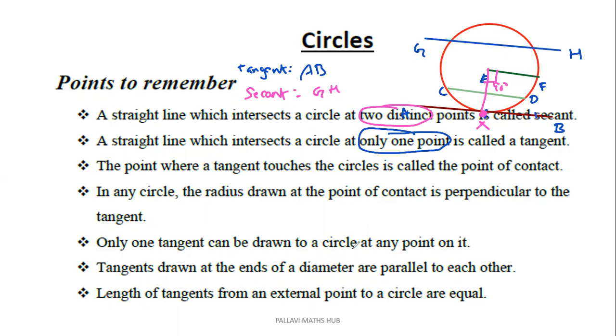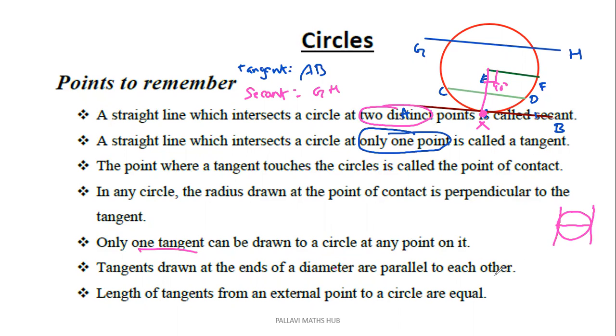How many tangents can you draw for one point? Only one tangent can be drawn to a circle at any point on it. So for one point you can draw only one tangent. And now tangents drawn at the ends of a diameter. This is a circle. This is the diameter. For this diameter, you can draw parallel tangents.